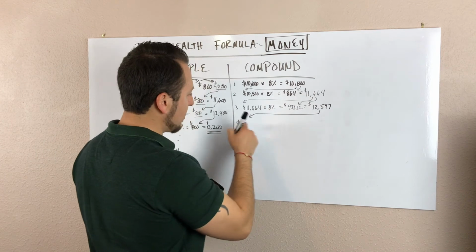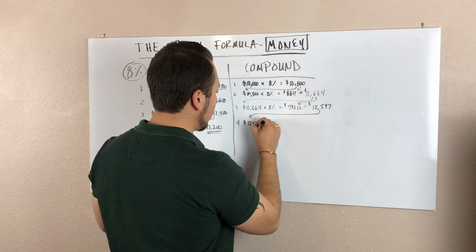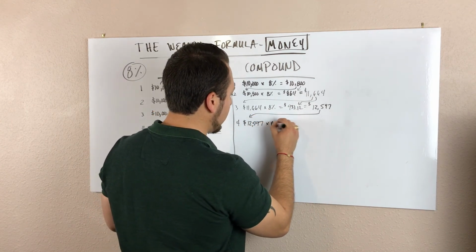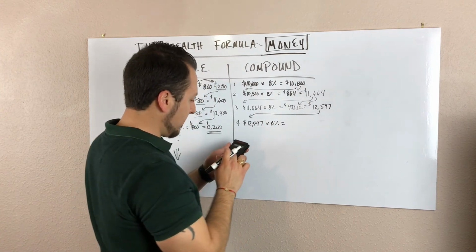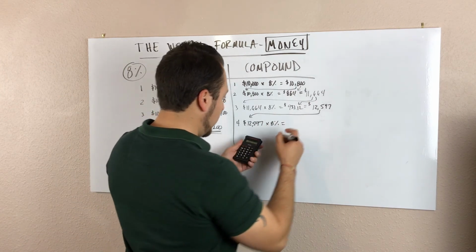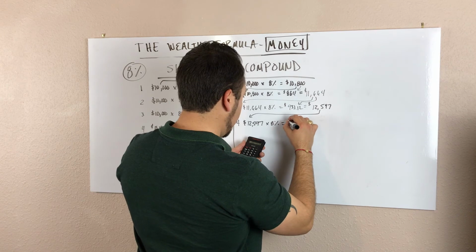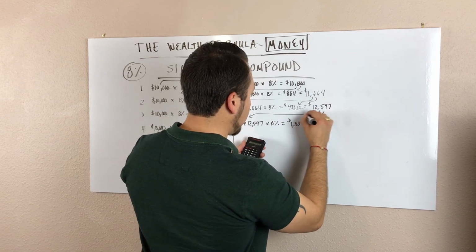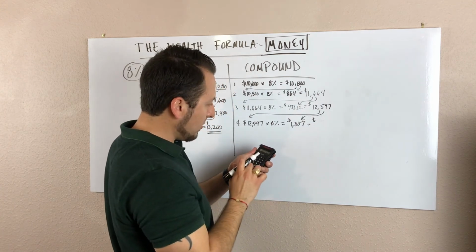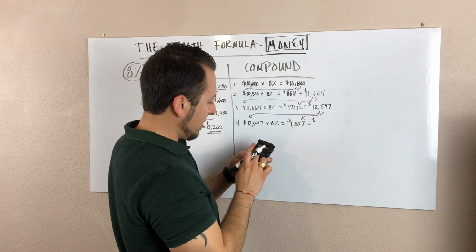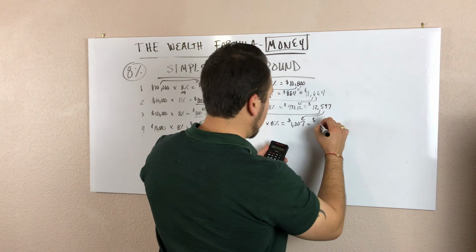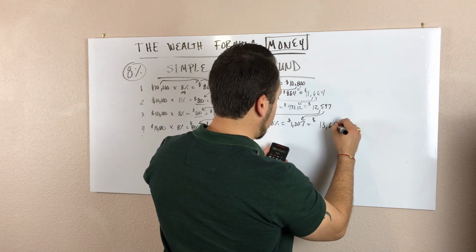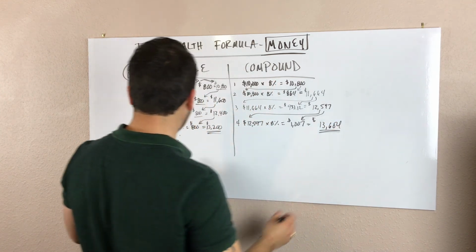So then we bring in this money at the end of the year, because it's compound interest, at another 8%. And that's a total of $1,007. So if we add these two together, that's 12,597, $13,604. So you see the difference?